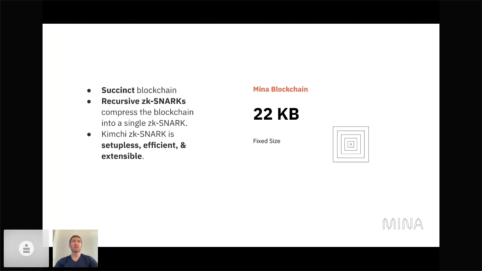So we call this a succinct blockchain. Using recursive ZK snarks, we can compress the blockchain into a single ZK snark. So you still get that full node security, but with a much, much lighter weight size. A very large amount of research over decades and multiple teams has advanced ZK snarks. And recently, our cryptography team at O1 Labs created a ZK snark we call Kimchi, which is setupless, efficient, and extensible. It's based on PLONK. With the Mina blockchain based on ZK snarks, we're also able to envision a smart contracting platform in a different way.